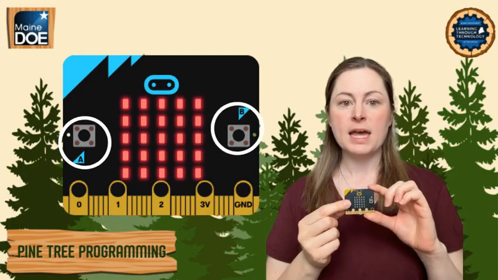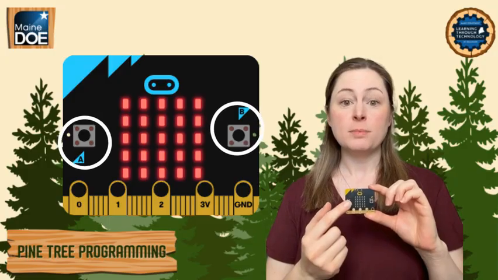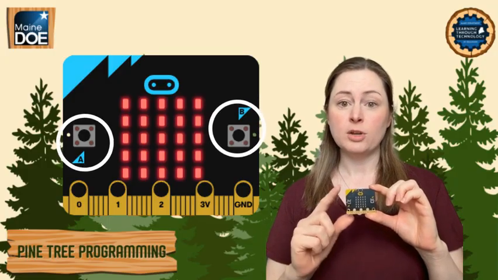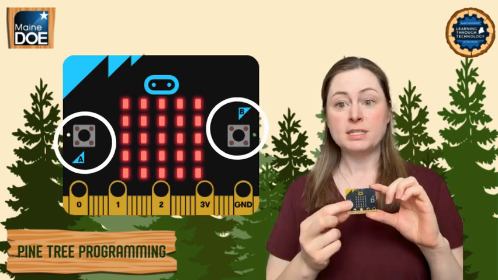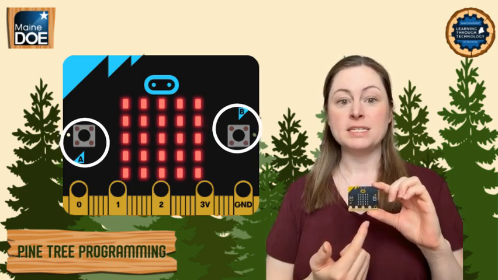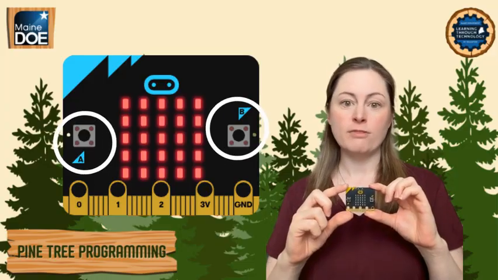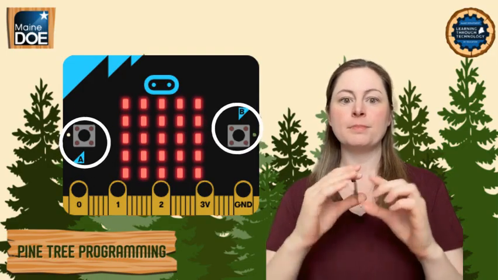Next, we have buttons A and B. These are the most intuitive inputs. In your lesson, you can frame these as cause and effect. If I press A, then the microbit does X. It's the foundation of all programming logic.